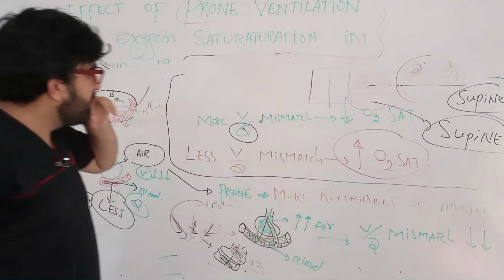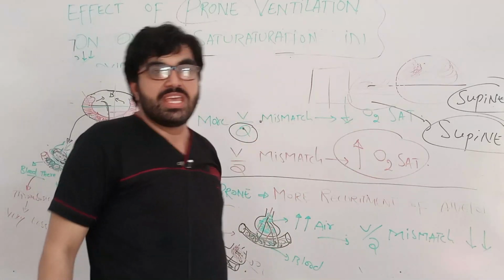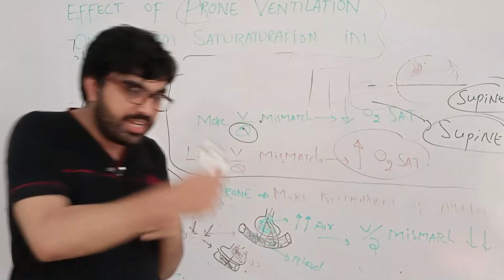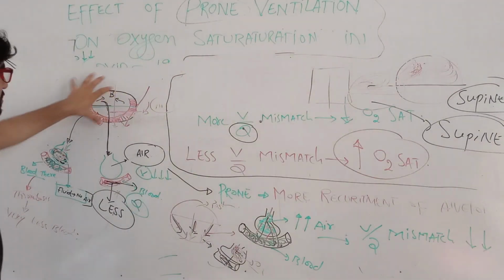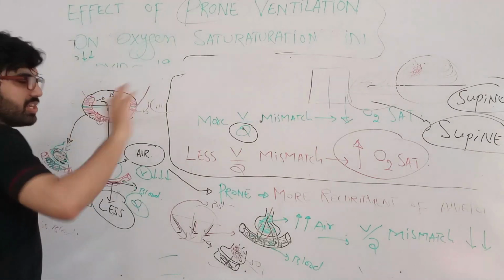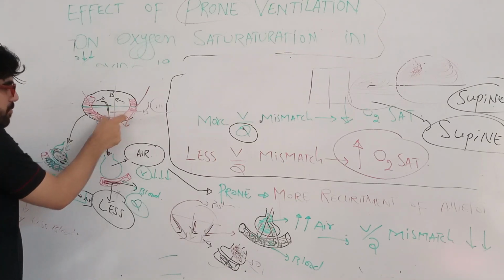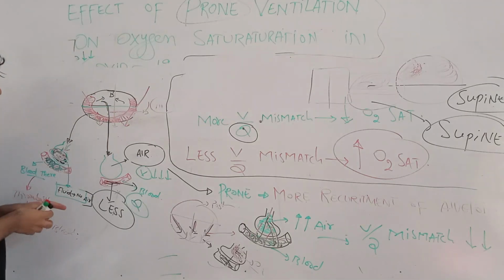And this is all the game of the VQ mismatch. If there is more VQ mismatch, there is decreased oxygen saturation. If there is less VQ mismatch, there is improvement in oxygen saturation. Let's suppose this is the cross section of the chest of the patient with COVID-19. We know that COVID-19 loves the periphery in the posterior portion of the chest. It relatively spares the central portion and the anterior portion.